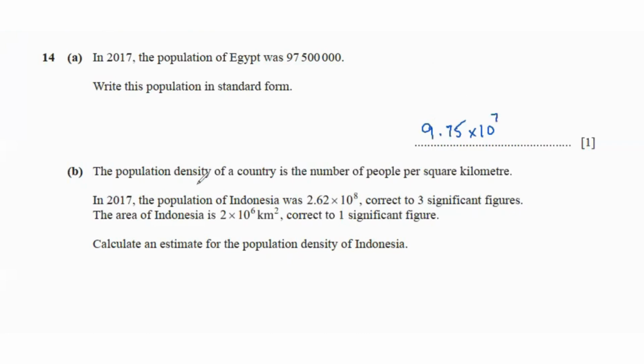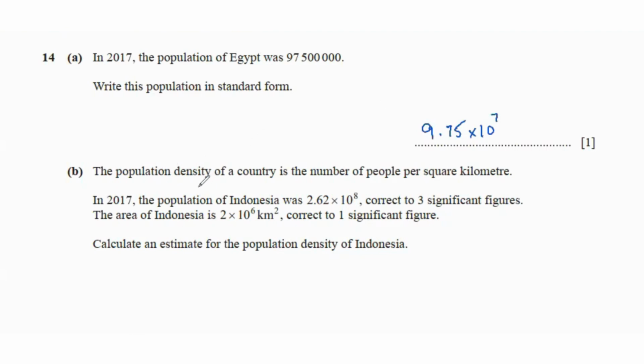Then part B says the population density of a country is the number of people per square kilometer. In 2017, the population of Indonesia was 2.62 times 10 to the power of 8, correct to three significant figures. The area of Indonesia is 2 times 10 to the power of 6 square kilometers, correct to one significant figure. Calculate an estimate for the population density of Indonesia.